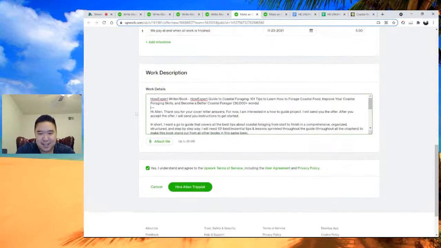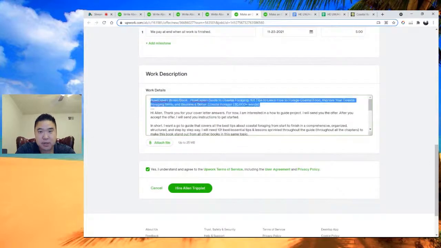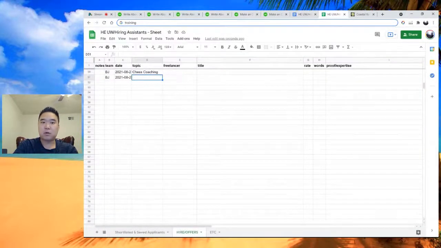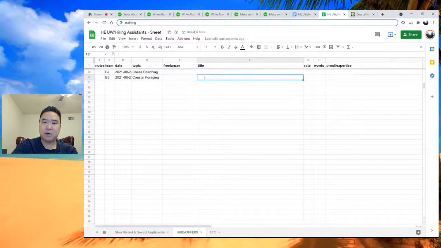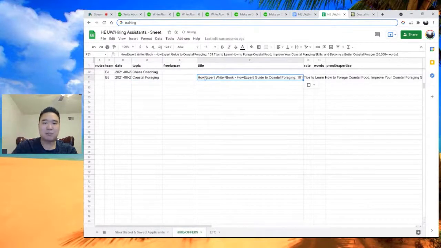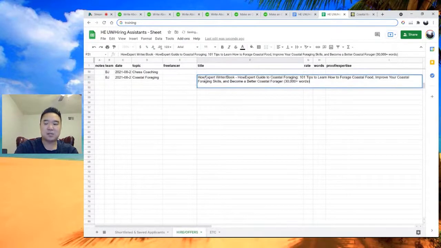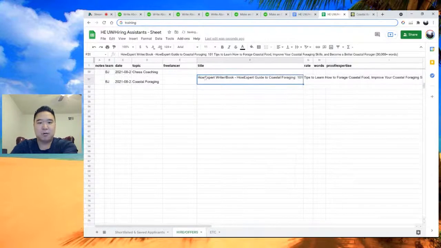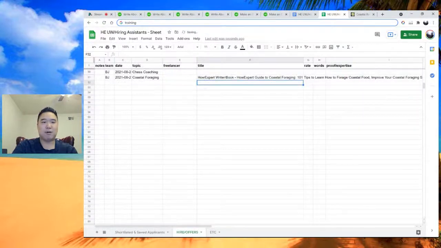All right. So after we do that, we're going to go to Google Sheet and record all the work. So what is the topic? Coastal foraging. And we got the contract. Double click. If you just paste it here, sometimes the font is messed up. It's not all the time, but double click just in case. And there's an extra space. I hate that, but go back and clean it up, right?